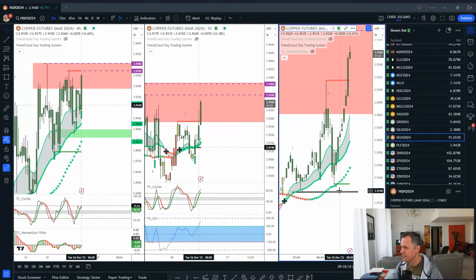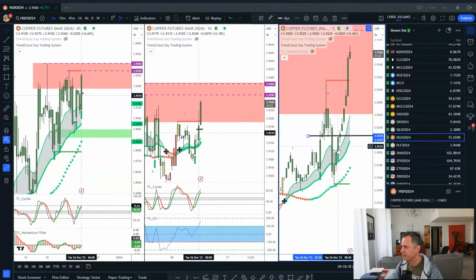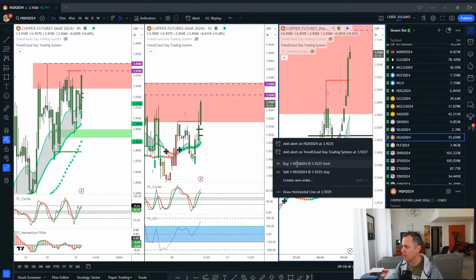This is more acceptable, isn't it? Enter on this candle right here and put your stop loss right there. What would that have cost us? By 1.